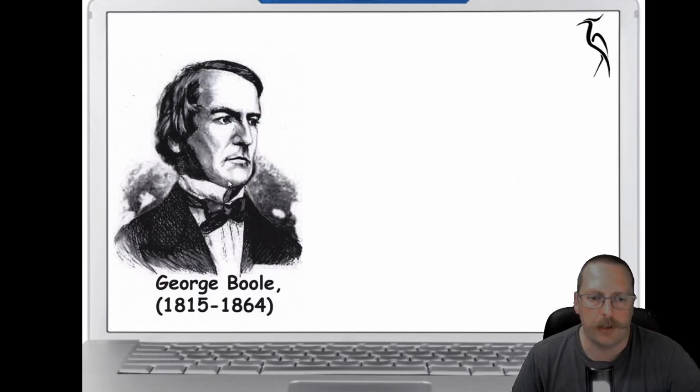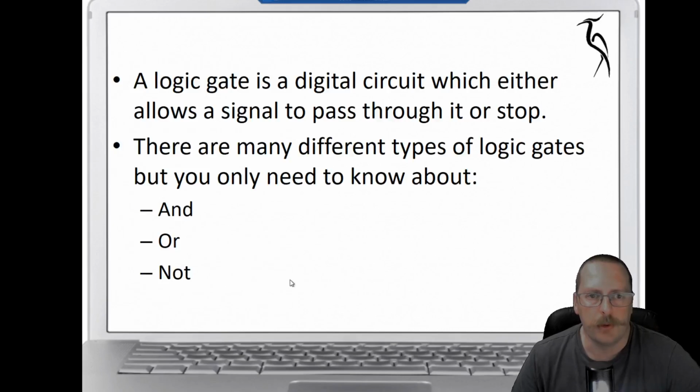So it all relates back to this man here, George Boole, who lived quite some time ago now. He was born just over 200 years ago. So this logic, this computer logic, has been around for a long time, and it's the basis of computer science, how computers work.